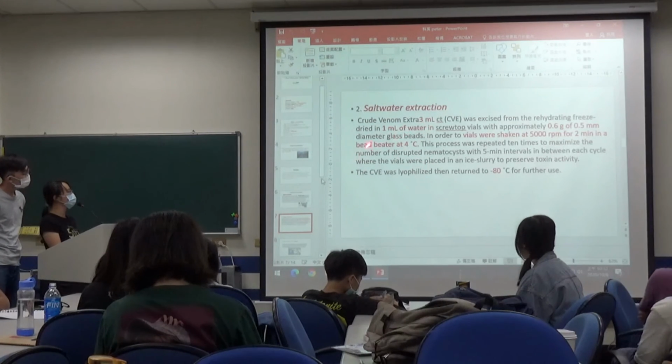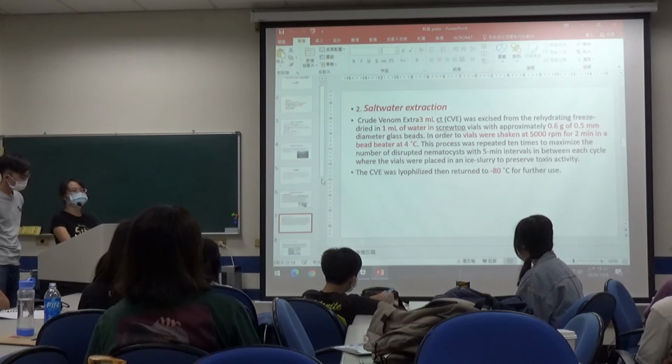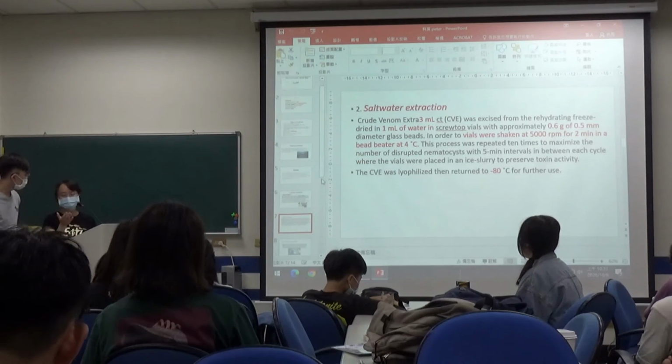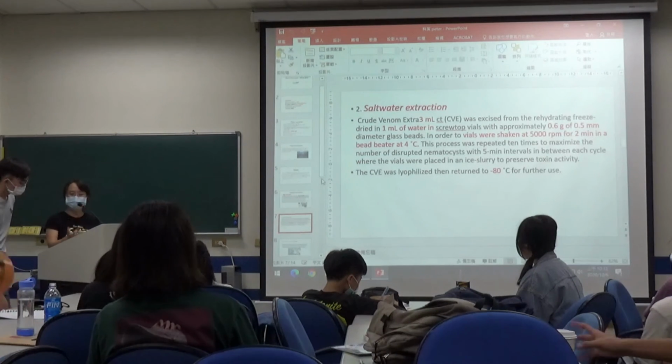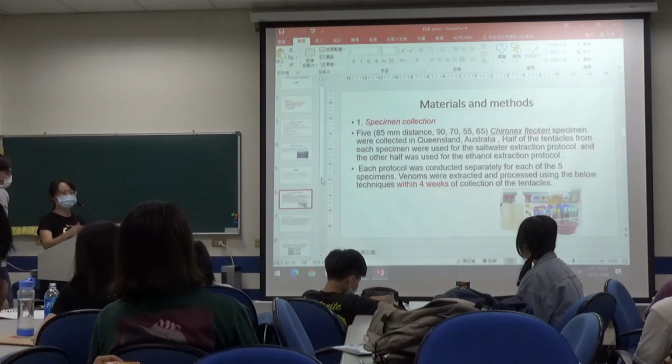Like 3 milliliters, 1 milliliter, 0.5 gram. It's not necessary. You don't need to tell them these details. You just need to tell the audience broadly what has been done. That would be good enough. So in my opinion, material and method should be condensed to 2 slides.